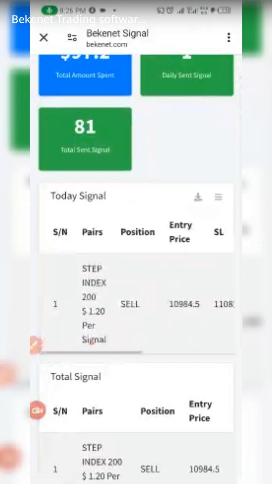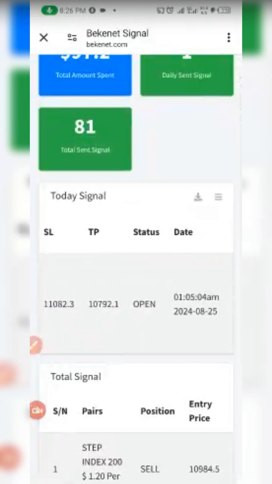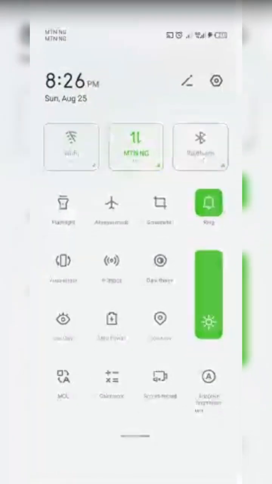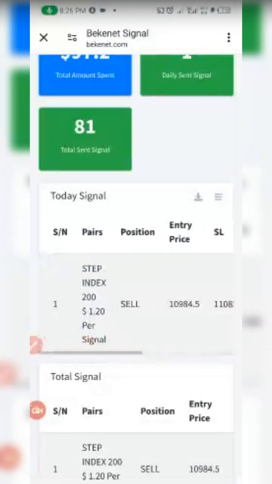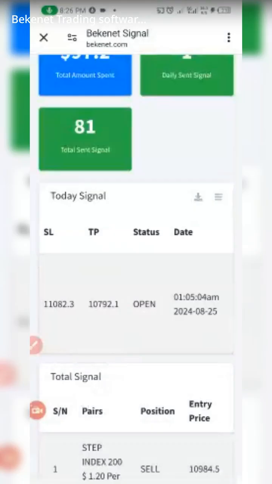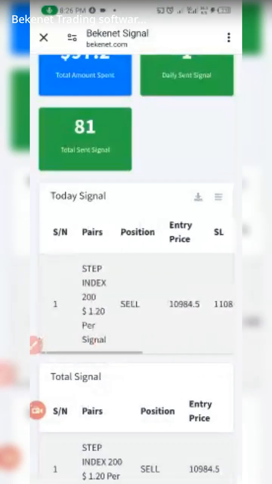This one is a trade that was sent to me today, but I did not take it. Let's say 25, 25. This is a trade that was sent today. I did not place any trade today, but the AI is busy opening trades for me. As you can see, it's open. It's telling me to sell Step 200.